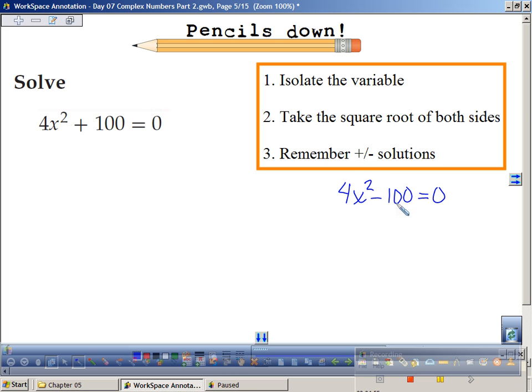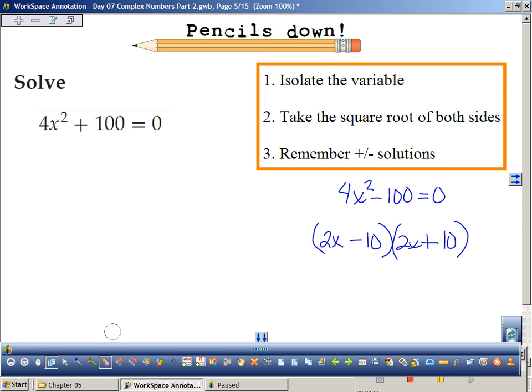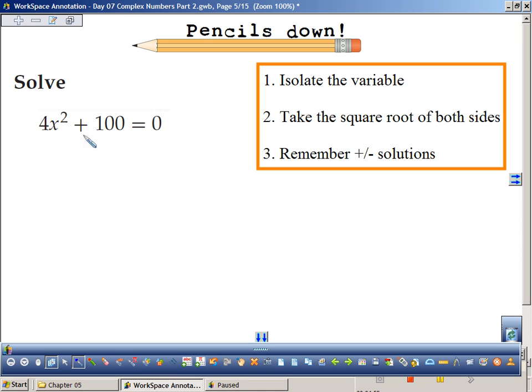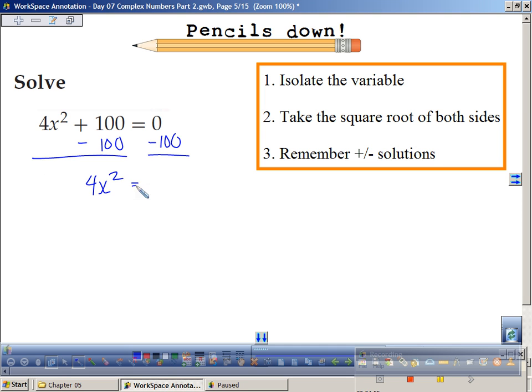4 is a square, x is a square, 100 is a square. So how would I factor that? How would I factor 4x squared? 2x and 2x. And how would I factor 100? Minus 10 and plus 10. Just going over that. All right. But it's not the difference of 2 squares. It's the sum of 2 squares. So I'm going to subtract 100 from both sides. Now I have 4x squared equals negative 100.